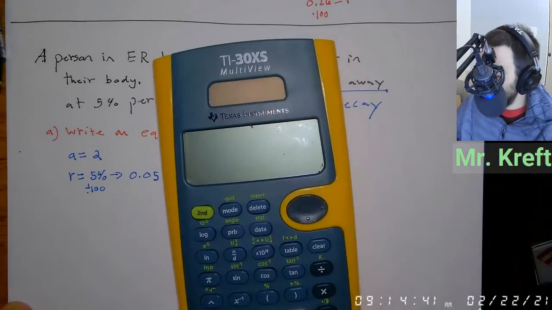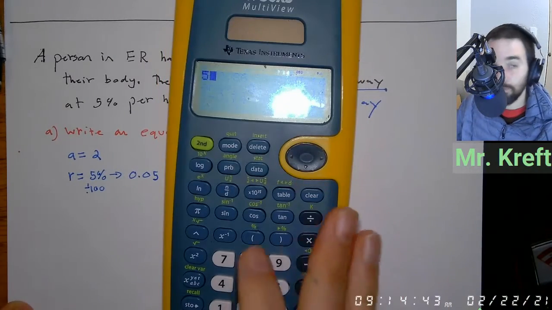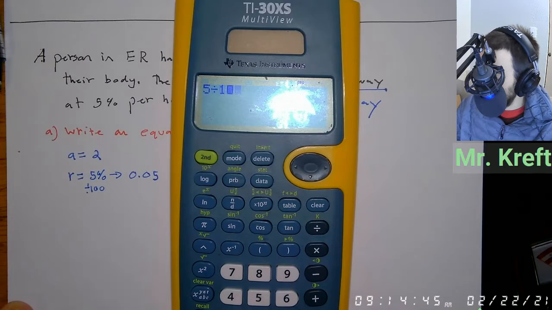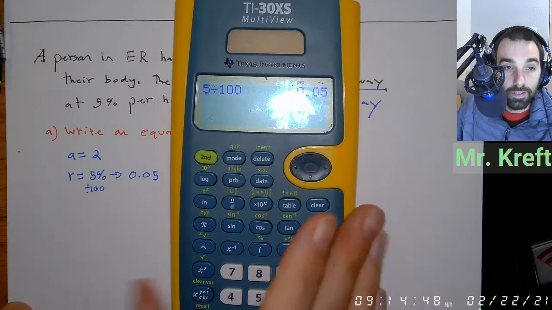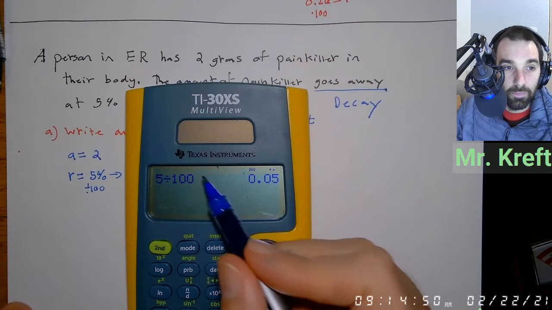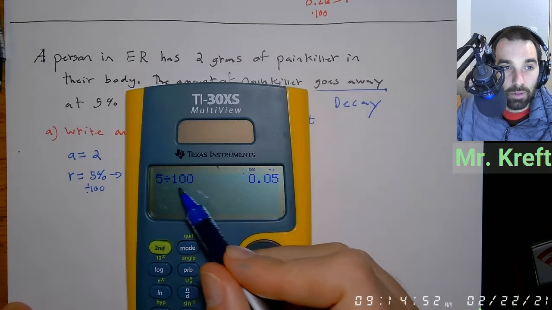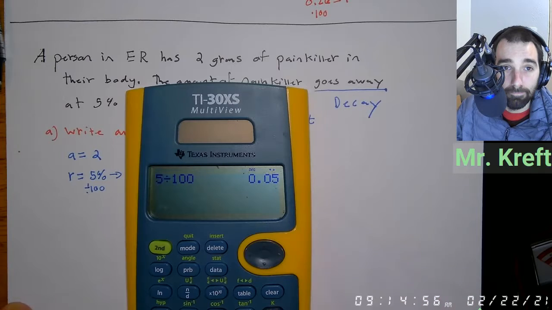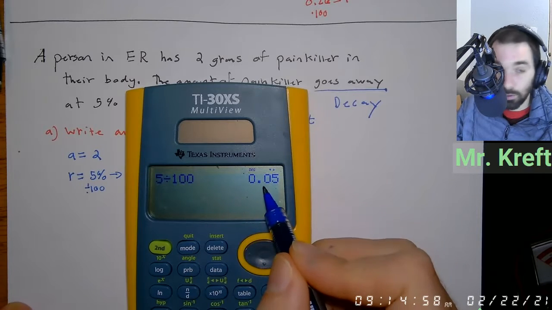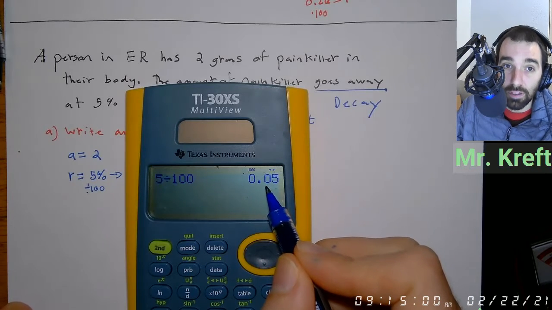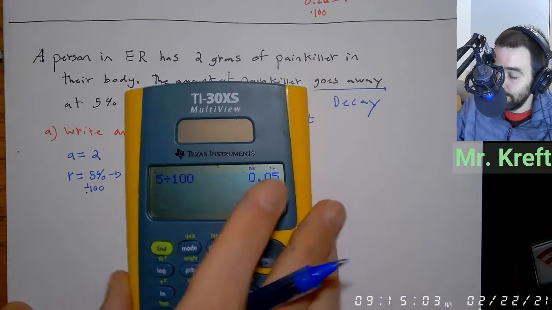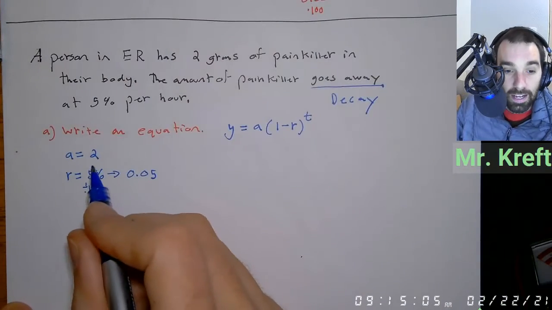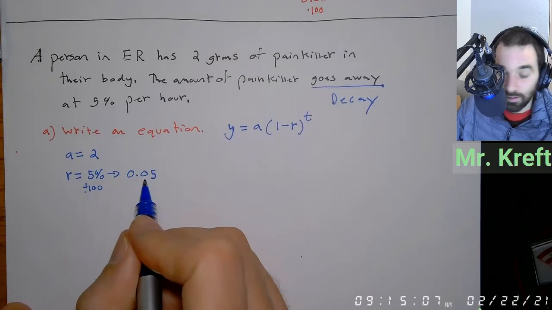If you forget how to do that, you can just take 5 divided by 100, which is 0.05, and that is 5%. If the 5 was in the first decimal place, that would be 50%. Okay, so we have our a and we have our r.